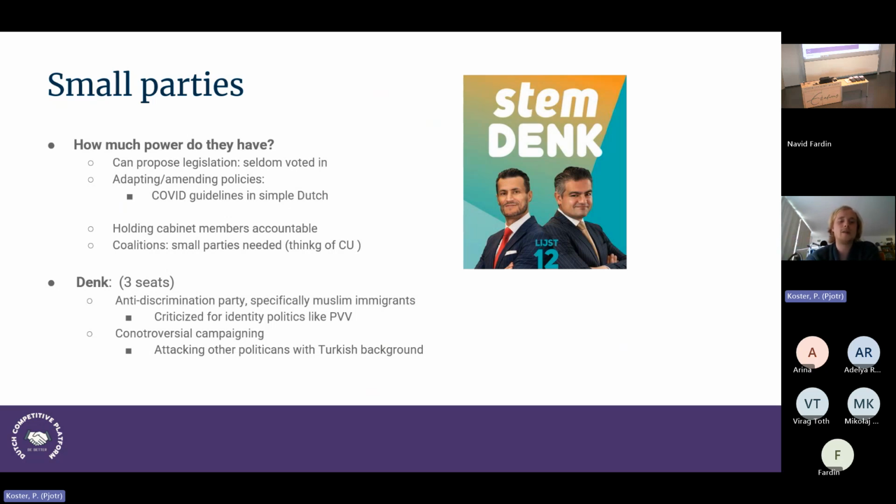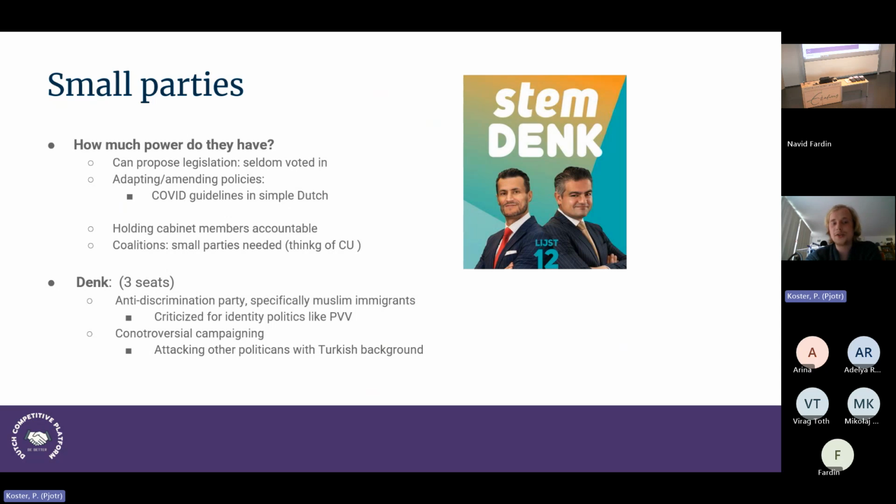But one of the things you could think about is when you have COVID guidelines, people focus a lot on making sure they're true, making sure that they are clear. But then sometimes specific groups, like migrants or people who don't speak Dutch that clearly, are not thought about. And then a party can say, look, we also need to make sure that the COVID guidelines are in super simple Dutch so that these people can understand them too.